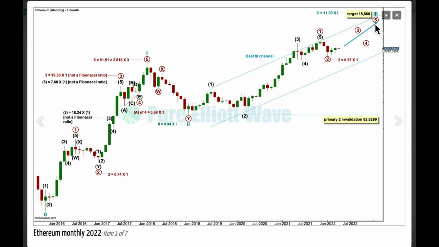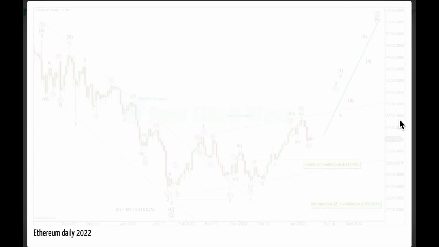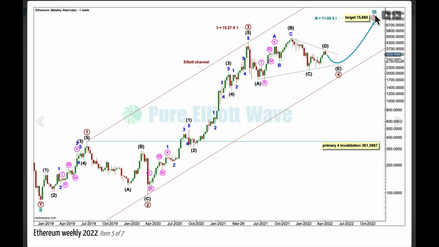The fifth wave has to be really long because cycle 3 has to move substantially beyond the end of cycle 1. It has moved beyond the end of cycle wave 1 so far, but it has to move further so that there's room for cycle 4 to be deep and remain above wave 1 price territory. So for that reason, for this alternate weekly wave count here, I would expect primary wave 5 to be multiple times the length of primary wave 3, which is already particularly long.